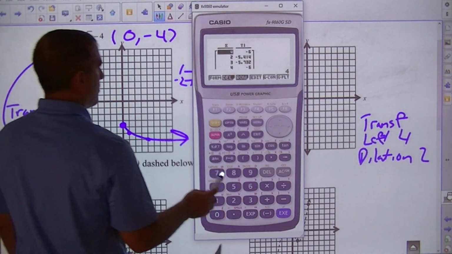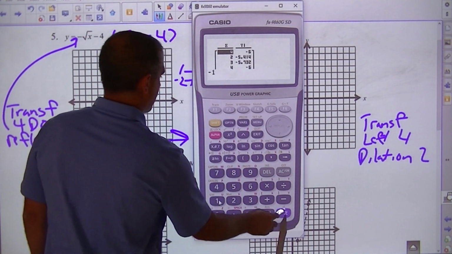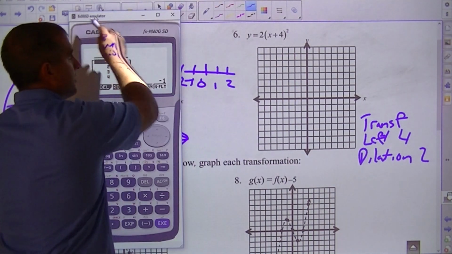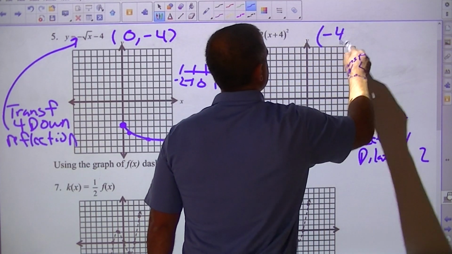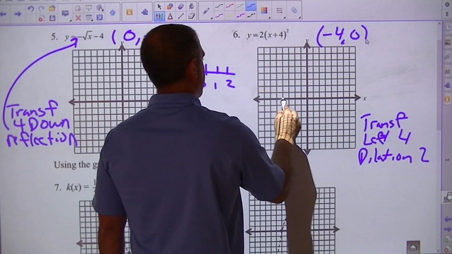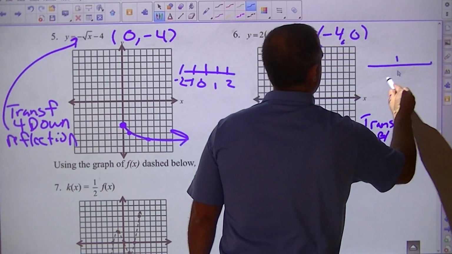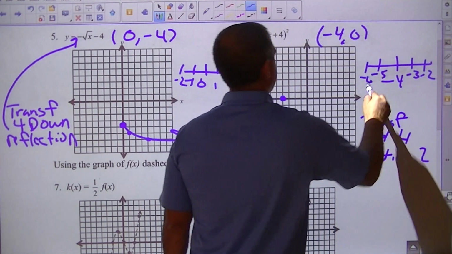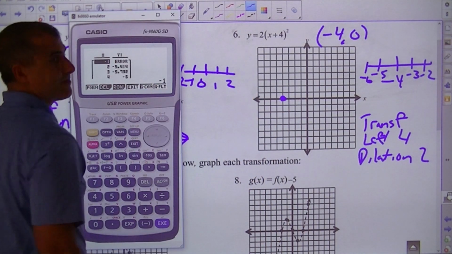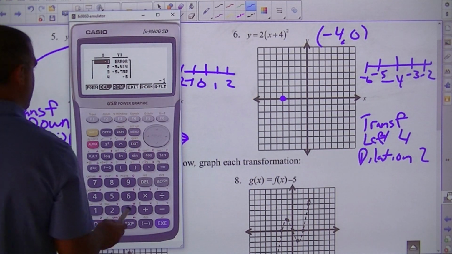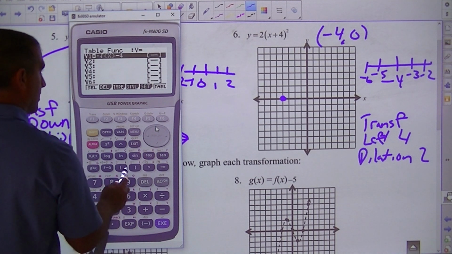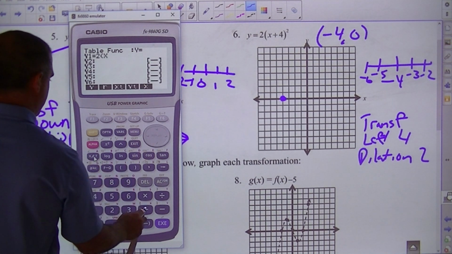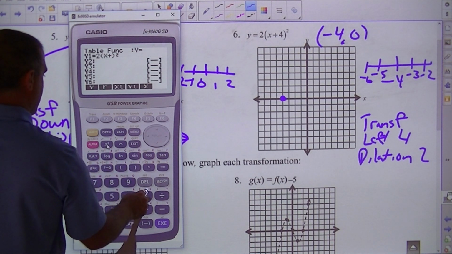If I tried the other ones, negative 1, as you can see, has the error. This anchor point is negative 4, 0. 1, 2, 3, and 4. So what I'm going to do is I got negative 4, I'm going to graph negative 3, negative 2, and negative 5, and negative 6. Okay? So let's go back. 2x plus 4 squared.